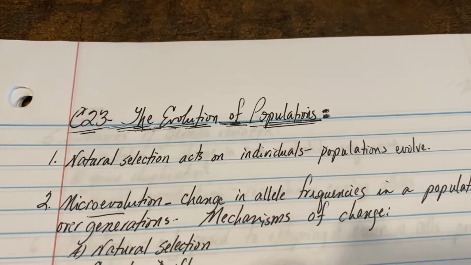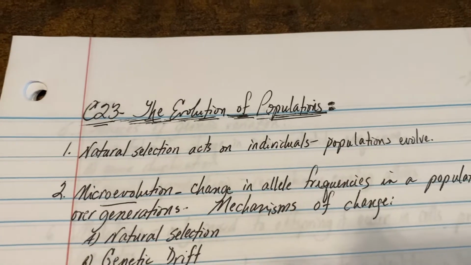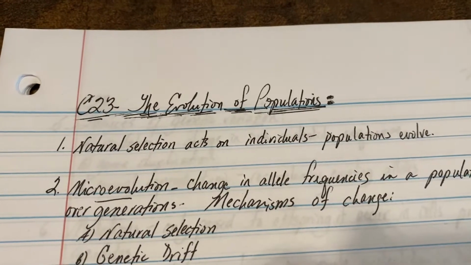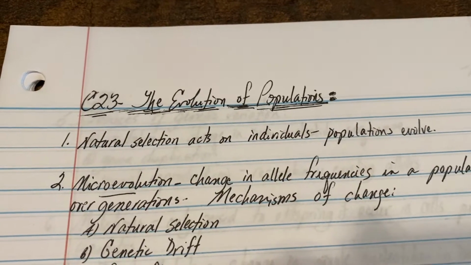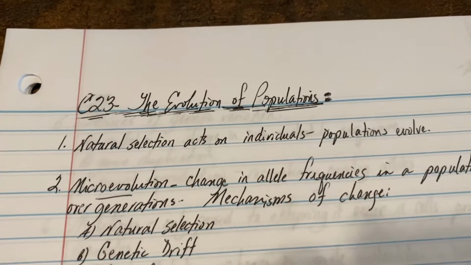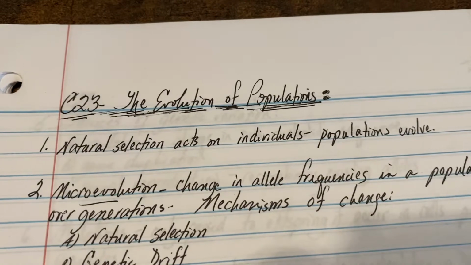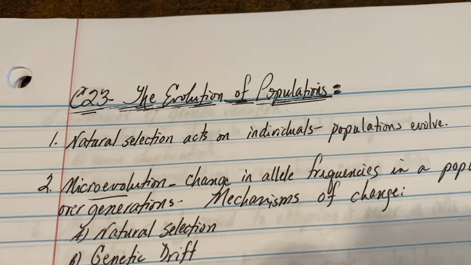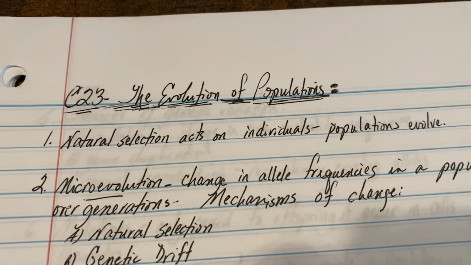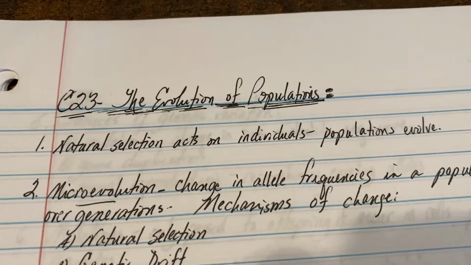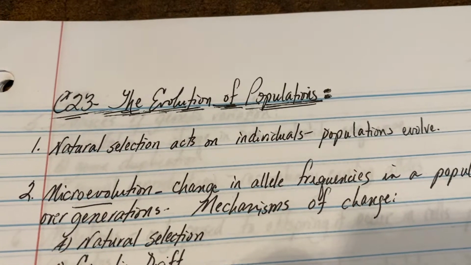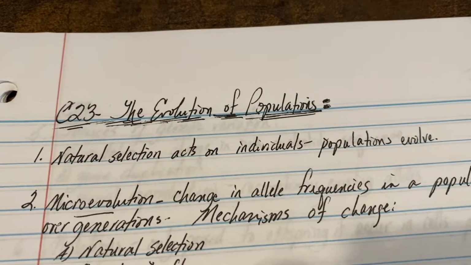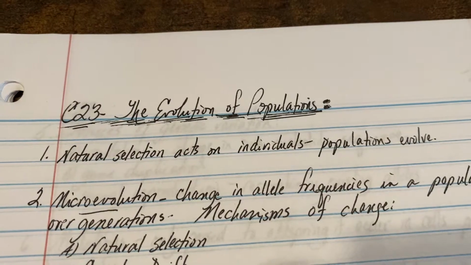So we're at the last chapter, chapter 23, the evolution of populations. This chapter might actually help you with this week's lab, hopefully. One of the most important things to remember about natural selection, that's Darwin's theory about how evolution occurs, is that natural selection acts on individuals, but it is populations that actually evolve.